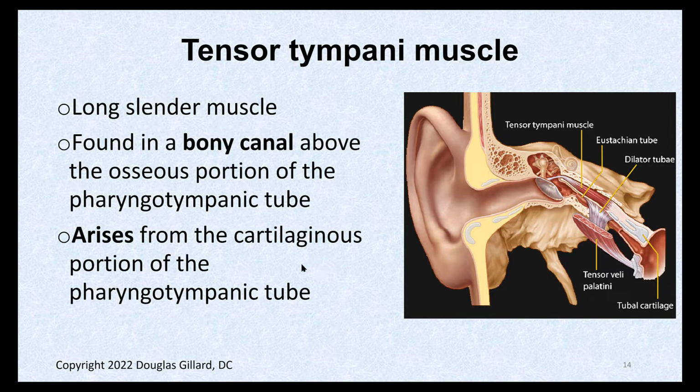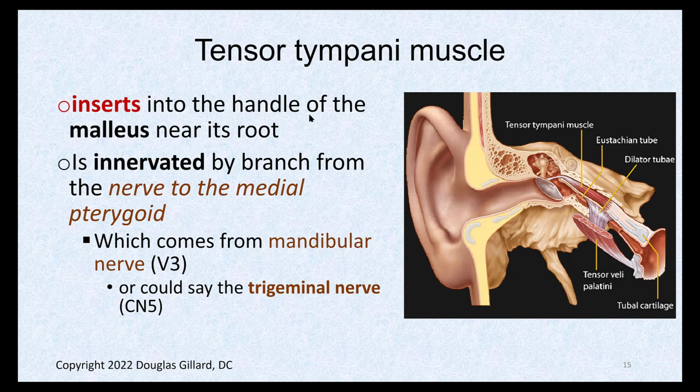And it arises from a cartilage, basically the cartilaginous portion of the pharyngotympanic tube. It inserts into the handle of the malleus near its root. You can see it. There's the malleus right there, and you can see it inserting right here. Okay. It's important to know the nerve that supplies this.